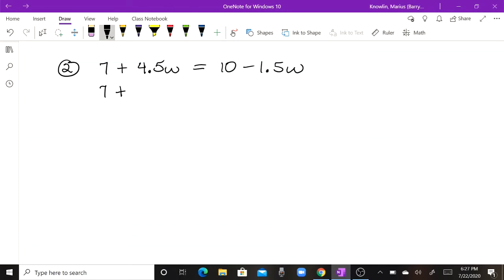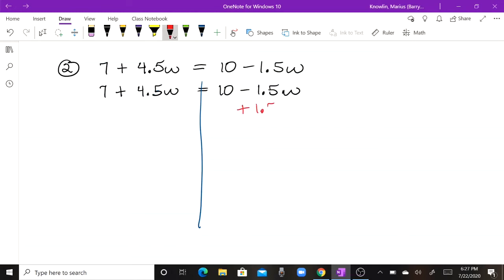We have 7 plus 4.5, or 4 5/10 w, equals 10 minus 1 5/10 w. Let's divide our equation into 2 sides. We have a left side and a right side. And what we want to do first is, like I said, we want to get our variables on the same side. So what I like to do, I like to always move the smaller variable term to the larger side. So the smaller variable term here is the negative 1 5/10 w. So we're going to add that.